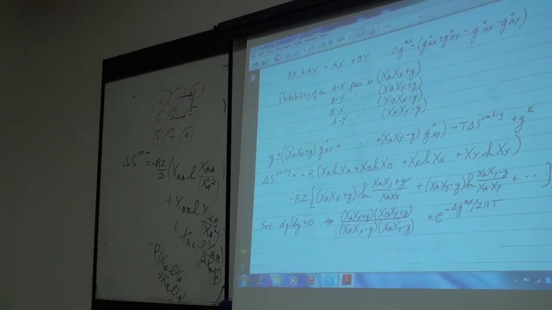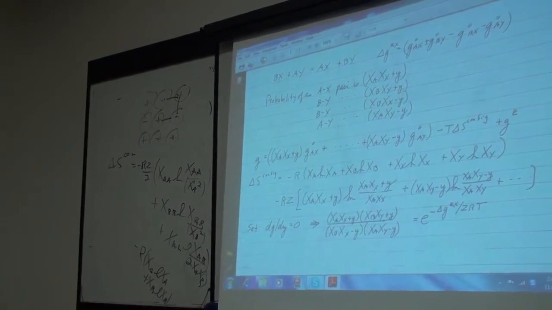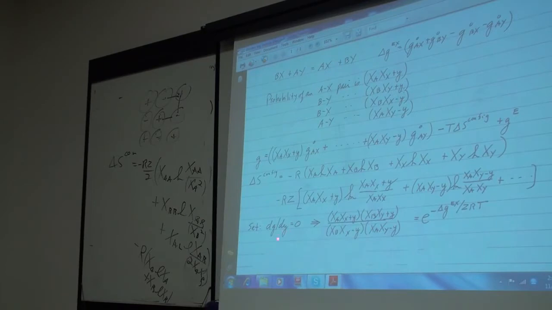Okay, so in this term, if you take dG/dy equals 0 at constant composition, so your X_A, X_X, X_B, X_Y are constant, your overall composition of the system is constant, all you're doing is trying to find the short range order parameter that gives you the minimum Gibbs energy, which is what the system will do. So if you set dG/dy equals 0, and you can try that yourself, it's not very difficult, you end up with, again, an equilibrium constant. And this is the equilibrium constant for the exchange reaction.